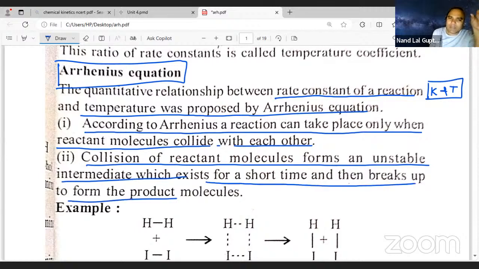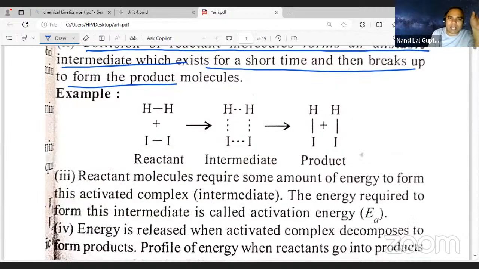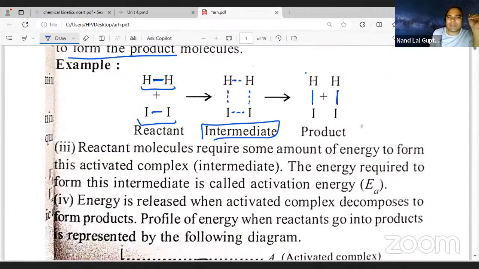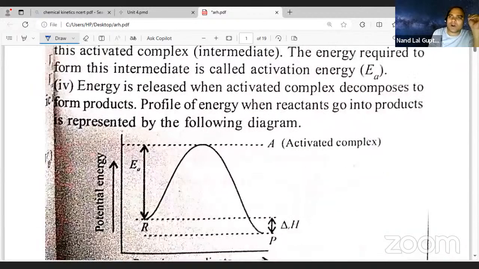So whenever they are colliding, suppose hydrogen and iodine collide, then they form the intermediate where you will find the old bonds. This is the old bond, it is going to break. Here they are dotted. This is the old bond, again dotted, they are going to break. And a new bond is going to form here. So finally they form two molecules of HI. You will see this is the new bond. So during the chemical reaction, old bonds break and new bonds form. An unstable intermediate is also formed.